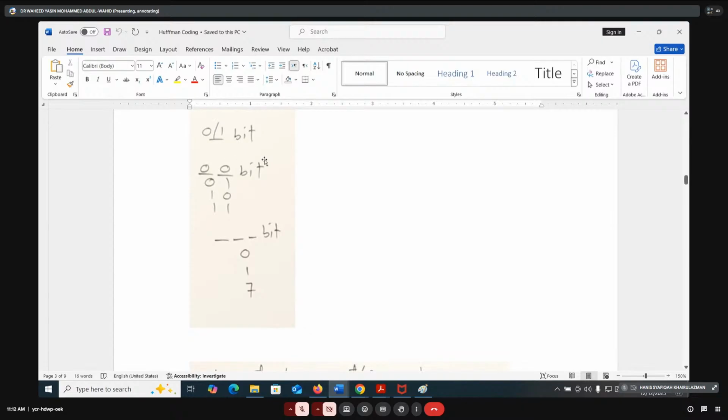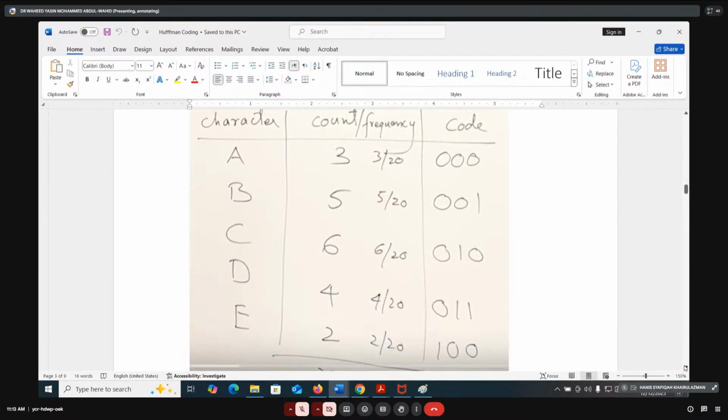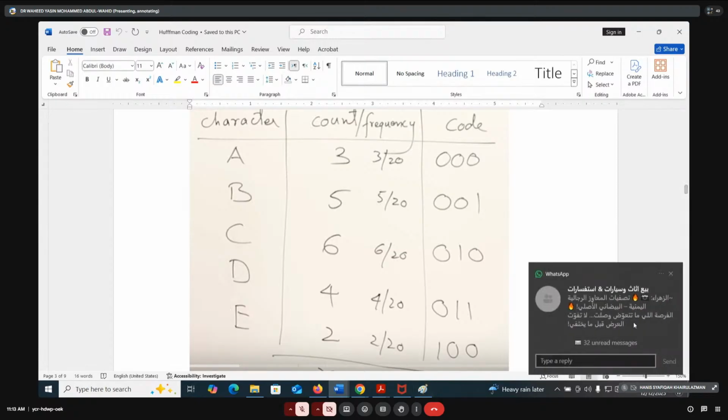So here 0, 1, 2. Here for 2 bits, I can represent 4. For 3 bits, I can represent 8 characters, from 0 to 7: 0, 1, 2, 3, 4, 5, 6, 7. So from 0 to 7 means 8 characters. Assume that I make it like this: 0, 0, 0 for A, 0, 0, 1 for B, 0, 1, 0 for C, 0, 1, 1 for D, 1, 0, 0 for E.